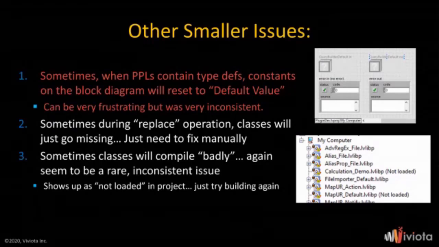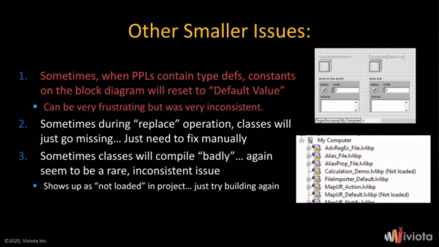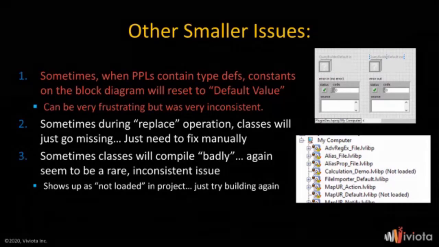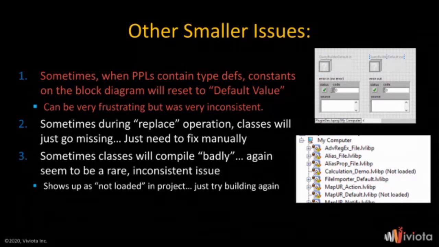Finally, there were a handful of smaller issues. The first is that sometimes if the PPL contains type defs that are referenced, when you do the replace, it will reset the type defs to default values. This was very inconsistent for us. Sometimes it happened, sometimes it didn't. It can be especially frustrating for block diagram constants that are enums. You think you have one enum on the block diagram and it ends up being a different value.